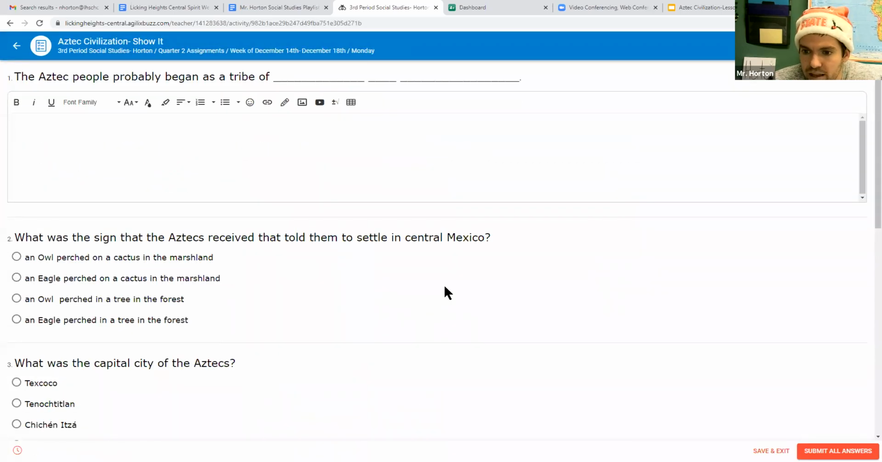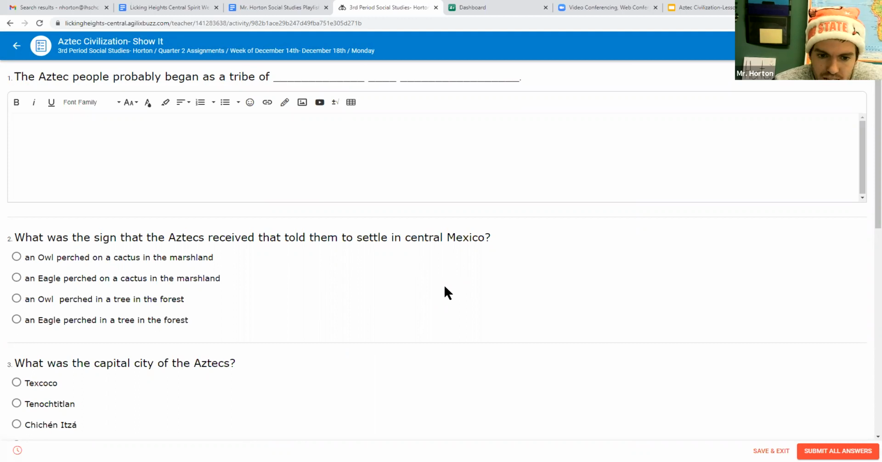All righty. Yes, Kayla. So the Mayans were actually older, so they were around before the Aztecs were. The Mayans ended around 100 or 200 years before the Aztec civilization came to power.